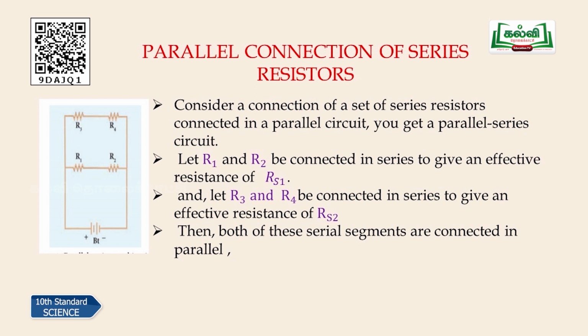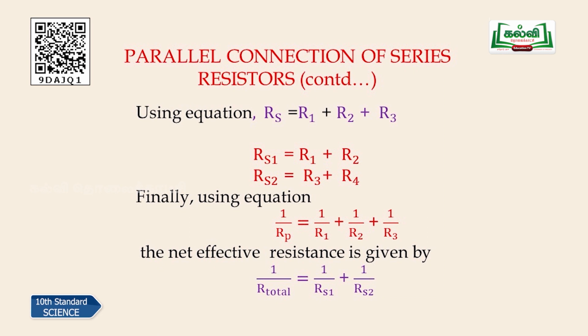That is, let R1 and R2 be connected in series to give an effective resistance of Rs1, and R3 and R4 be connected in series to give an effective resistance of Rs2. Then both of these serial segments are connected in parallel. Now we can calculate the net effective resistance. Now first, when I connect R1 and R2 in series and R3 and R4 in series, the effective resistance is Rs1 is equal to R1 plus R2 and Rs2 is equal to R3 plus R4.